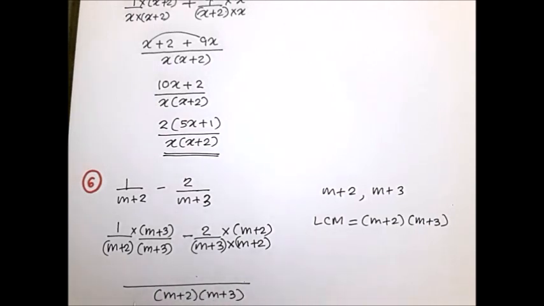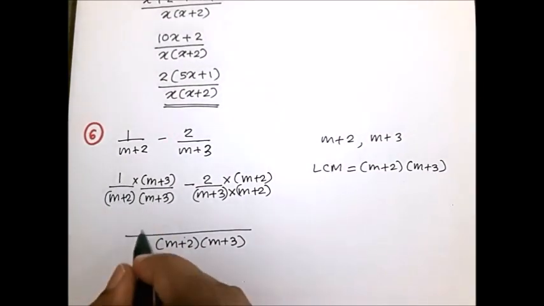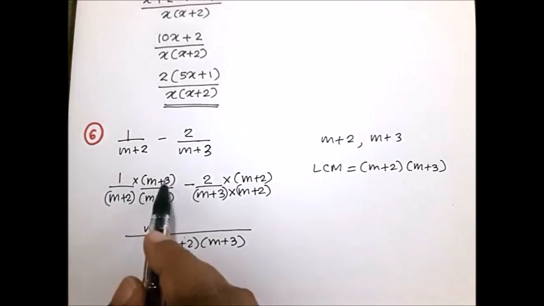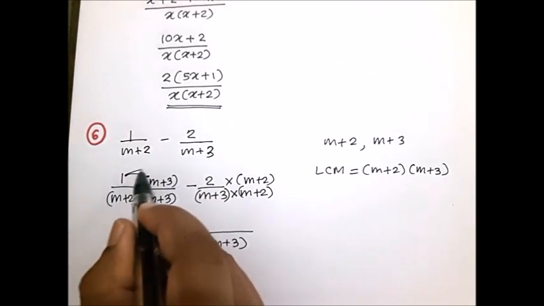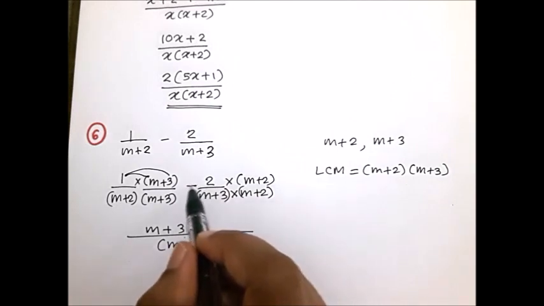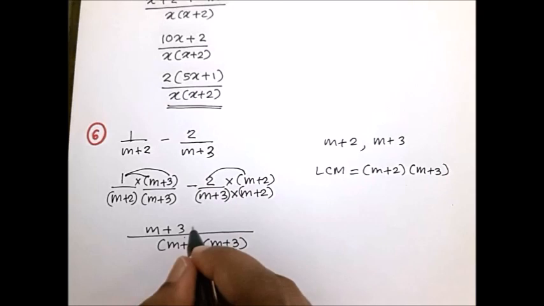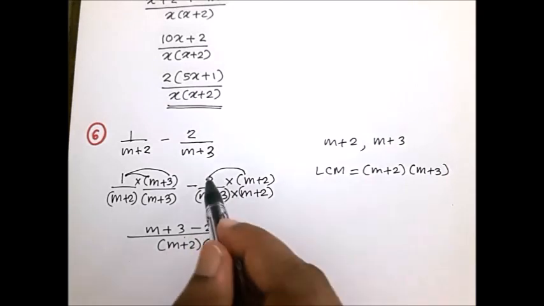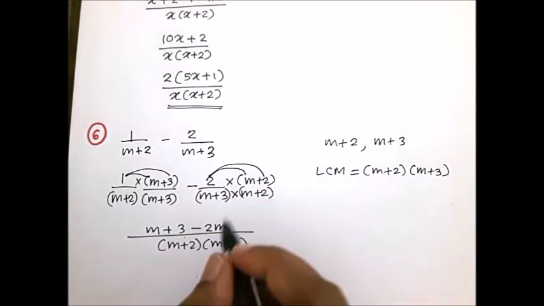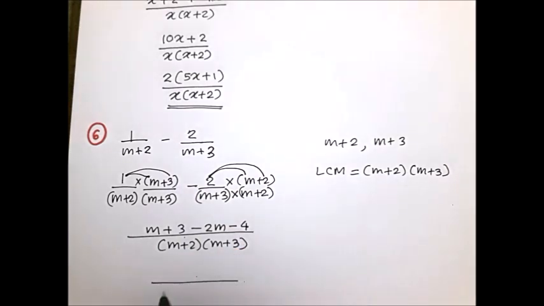Then in the numerators you have to remove brackets. 1 multiplied by m, it is 1m. 1 multiplied by 3, it is plus 3. Then here you have to remove bracket by multiplying minus 2. Minus 2 multiplied by m, minus 2m. Minus 2 multiplied by plus 2, minus 4. Now write the denominator. It is m plus 2 and m plus 3.